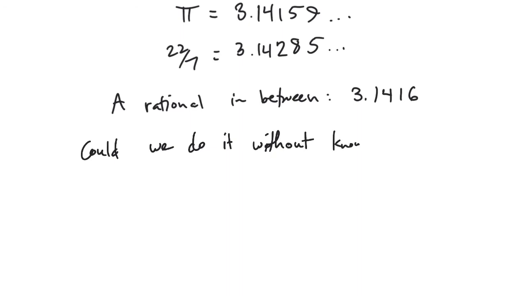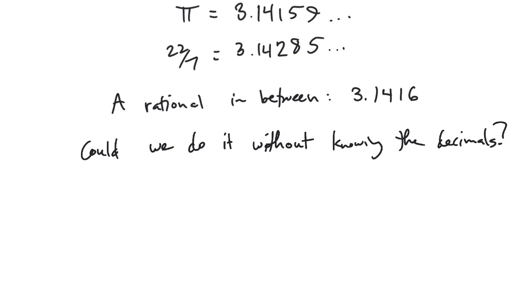Or without guessing somehow, right? Because if you want to prove the density theorem in general, you have to have some way of describing a system by which you can always find the number in between. And we're not going to rely on decimal expansions here.